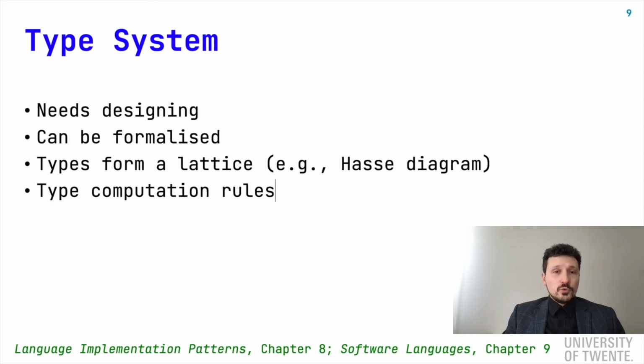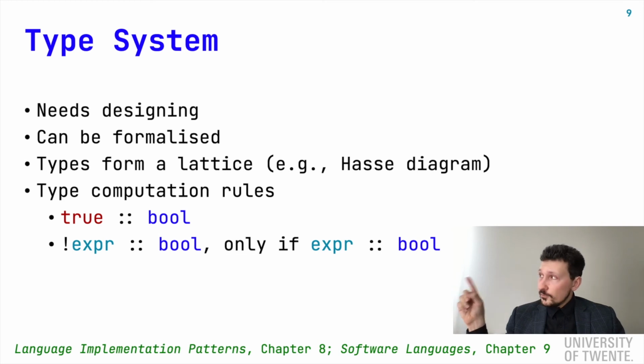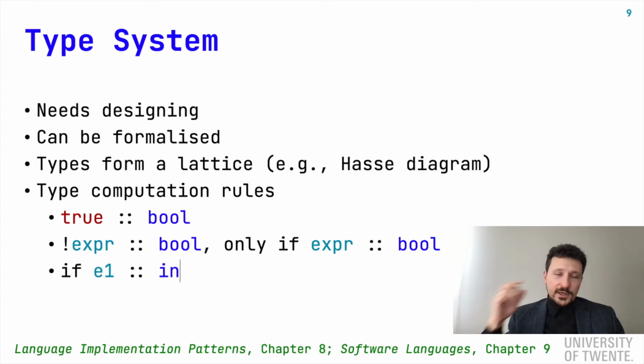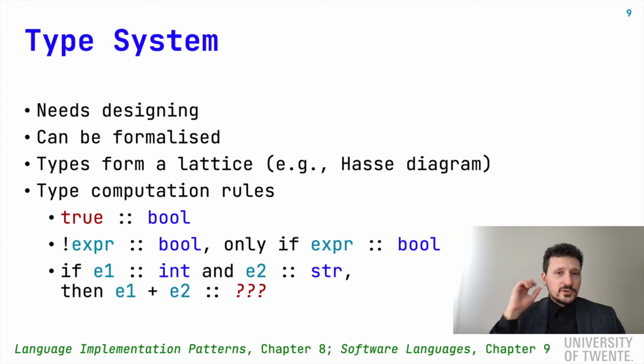And then you have some rules for computing the types, and these rules can be extremely simple, like if you have a true, that has a type boolean. But it's still important for your type checker to understand that this is the case. They can be slightly more complex with conditions attached to them. For instance, a not expression has a type boolean only if the expression already has a type boolean or can be promoted to that type. And they can be even more complex in the sense that you need to think about that. Well, I said it needs designing. Right? So for instance, if you have one expression that has a type integer and another one that has a type string, then what's the type of one plus the other one?